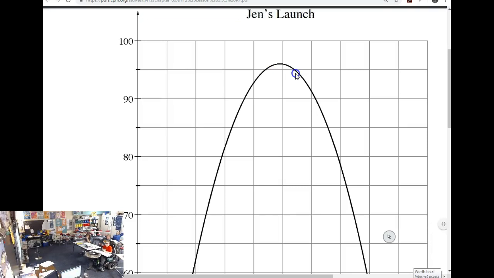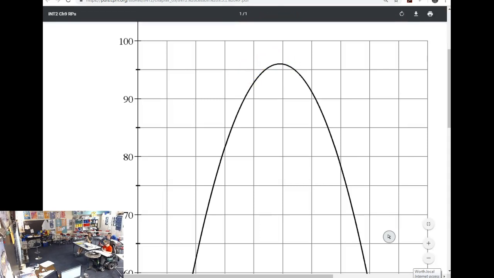So can we find the vertex? Well, maybe. But we got to use a couple other points. You should get approximately 2.4. Depending on what points you use, you're going to get slightly different answers.